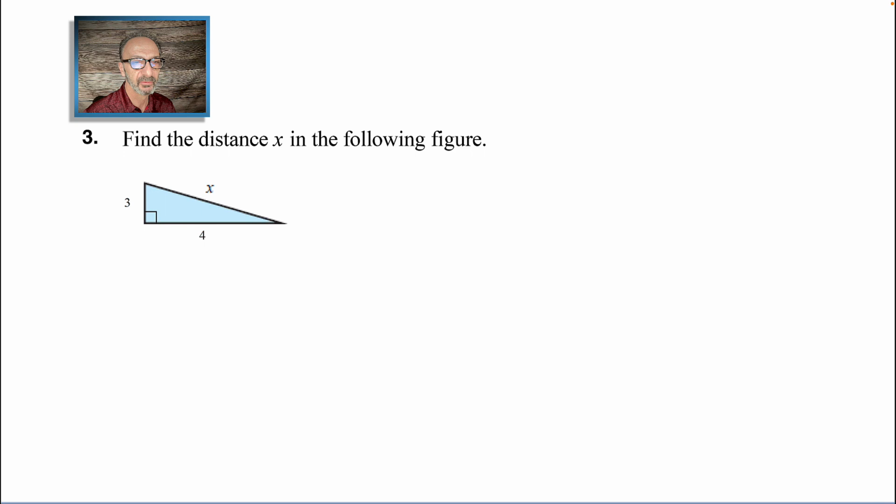Number 3, find the distance x, which is the hypotenuse, in the following figure. We know that a square plus b square equals c square. A square plus b square equals c square. Doesn't matter which is a and which is b, but for sure this is c. So let's take a as 3 square, and b will be 4 square equals, c is being called in the problem as x squared.